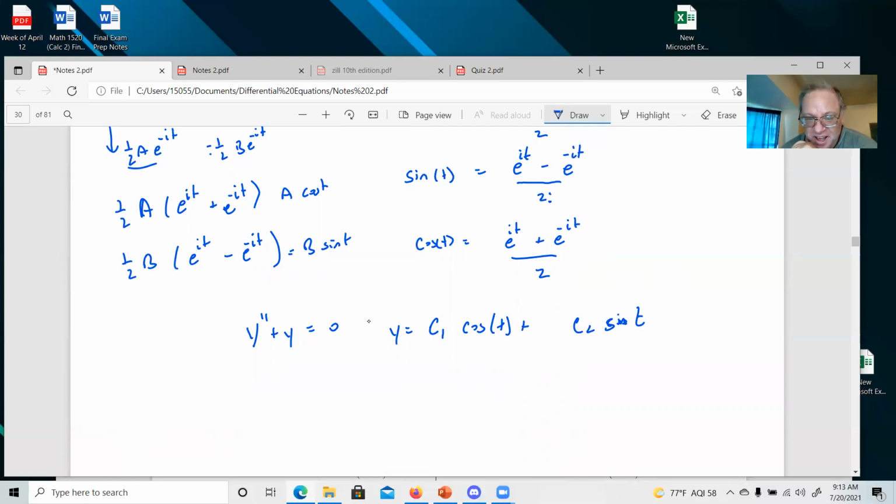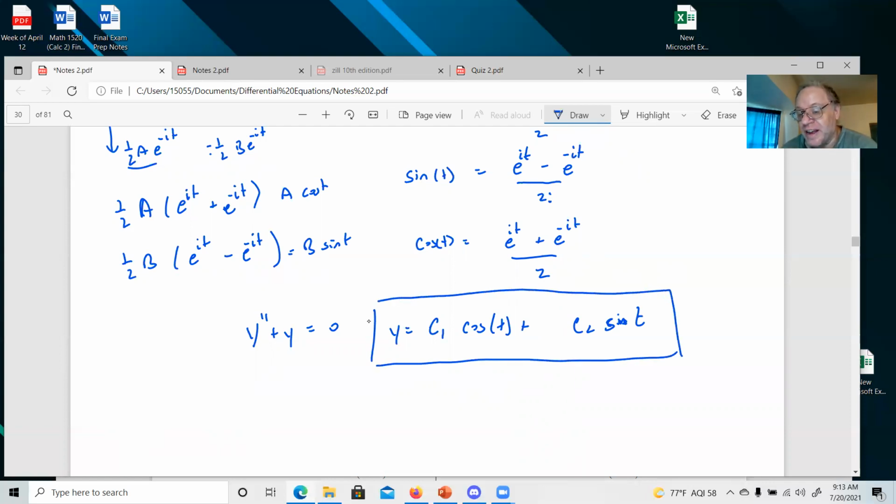All right, that's pretty much how we do that. And notice it was just i. So if I had a 2i, we'd have a 2 in here. Plus or minus 2i, we'd have a 2t. So we'll definitely do some more examples with this, but I want you to realize that the complex roots are going to yield for us a sine and a cosine. This is one of the ways you could do it.